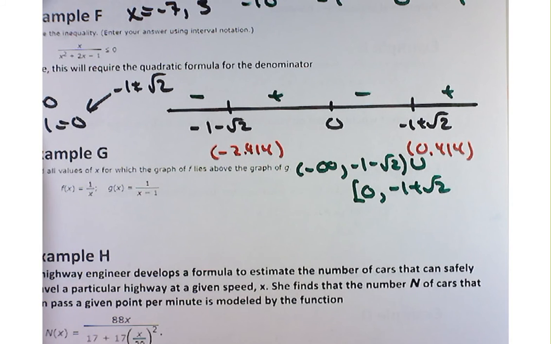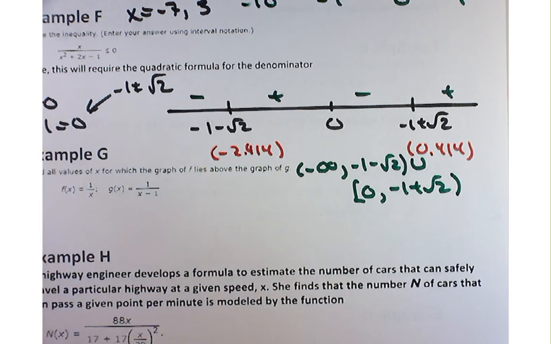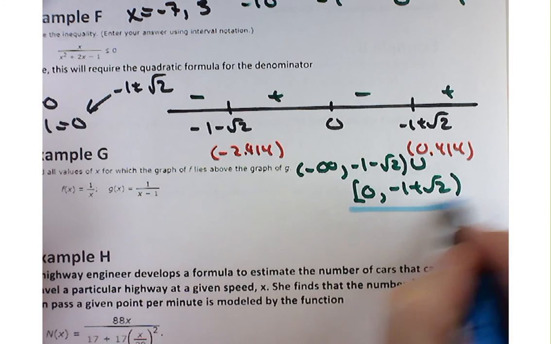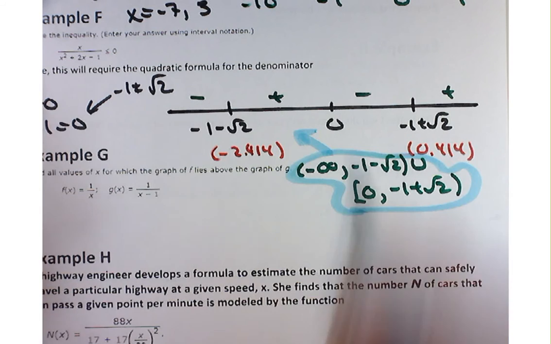All right, so 0 there. And a parenthesis here because that point makes the denominator 0. So your final answer in this one is all this stuff right here. That's for that one there. Nice. Okay.